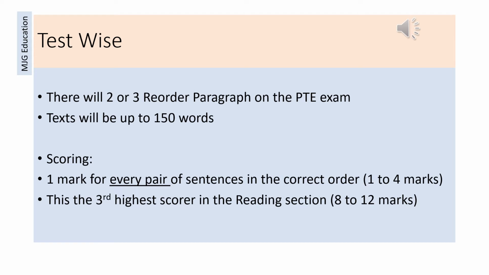The text you're going to read will be up to about 150 words. The scoring includes 1 mark for every pair of sentences in the correct order. So you only get a score of 4 for putting 5 sentences together, and it'll usually always be 5 sentences. This is the 3rd highest score. As I mentioned in the reading section, you get 8 to 12 marks.